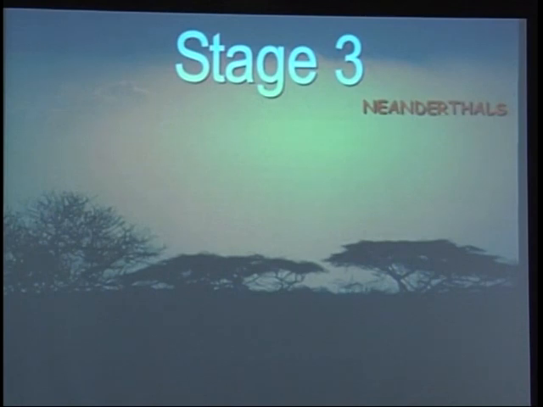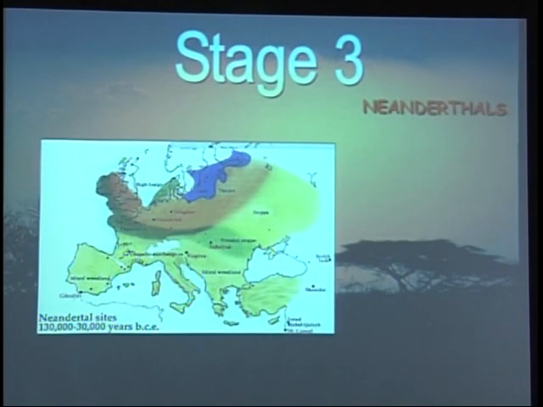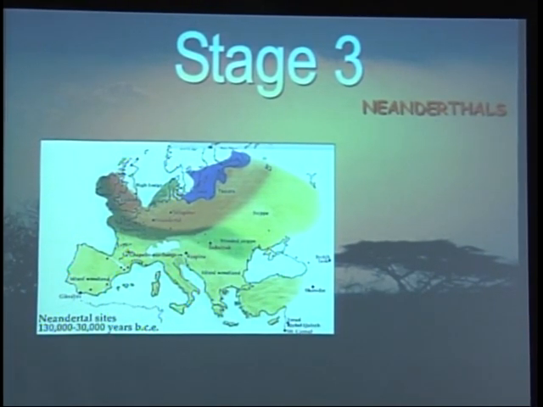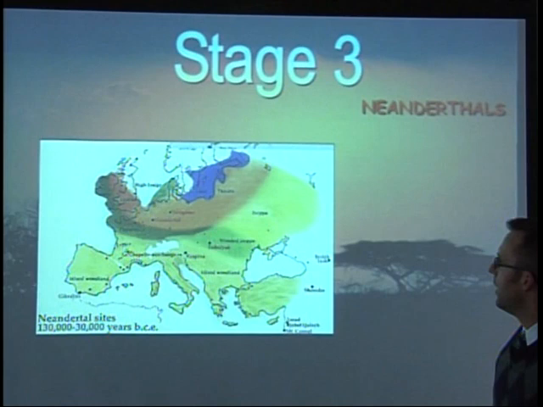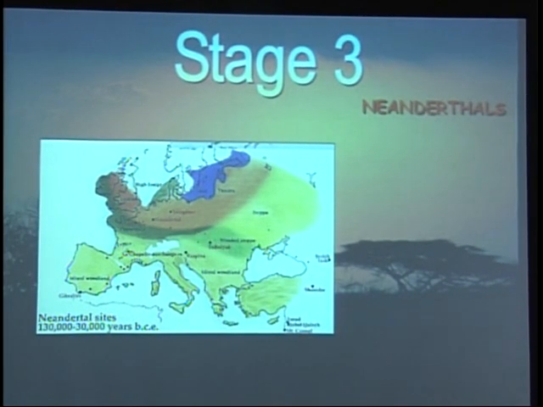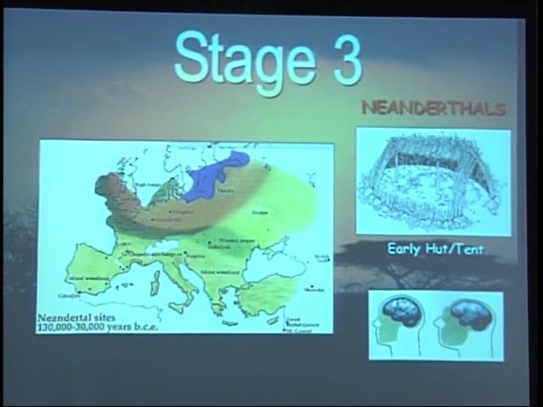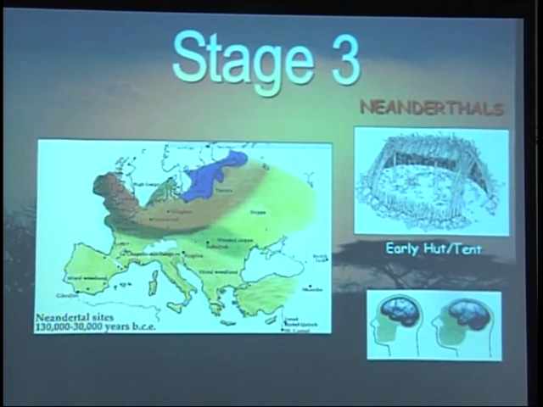Stage 3, Neanderthals, continued. This is a slide that shows Neanderthal sites that have been found around Europe. As you can see, they're centered mostly in Central Asia and slowly radiate out from there. That's an example of an early hut or a tent, not what you consider comfortable or a nice place to live, but it did the job for them. And that's just an example. Their brain is starting to expand and they use more of it.